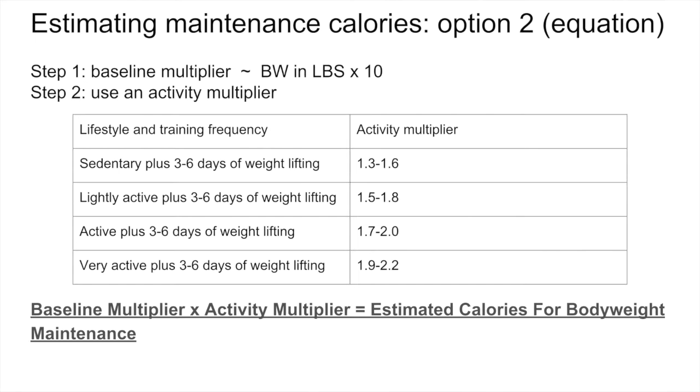Step two, use an activity multiplier. This is going to be based on your lifestyle and training frequency. We're going to assume that everyone is at least weightlifting 3 times per week. So if you are sedentary, for example, your traditional cubicle job, you're going to be on the very low end. But if you're very active, let's say working in labor, like a construction worker or something of that nature, you'd be in that very active category. So you just take that baseline multiplier, multiply it by your activity level multiplier, and that gives you your estimated maintenance calories.